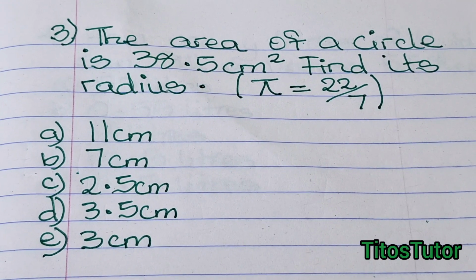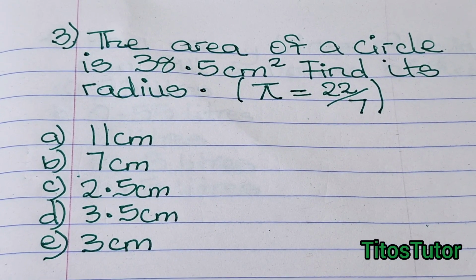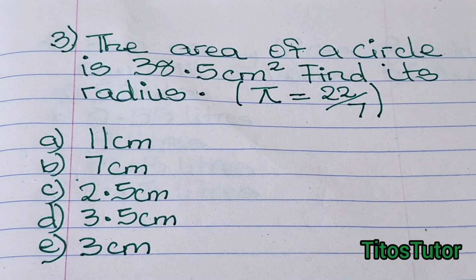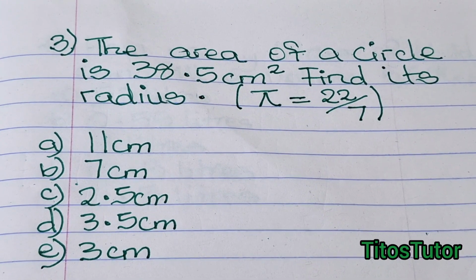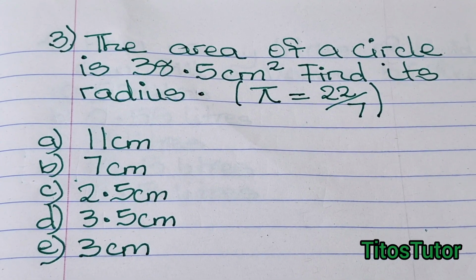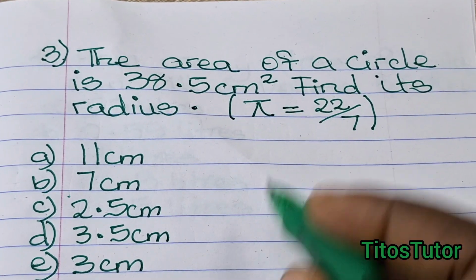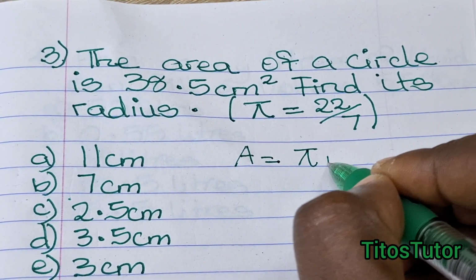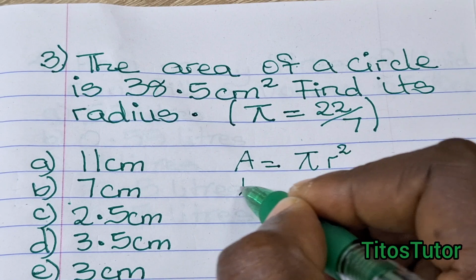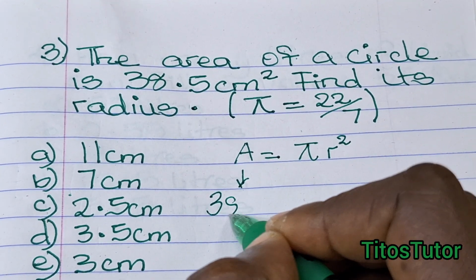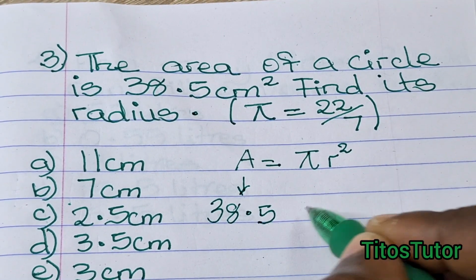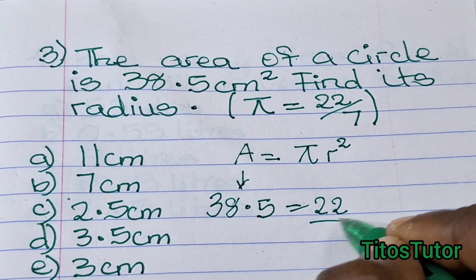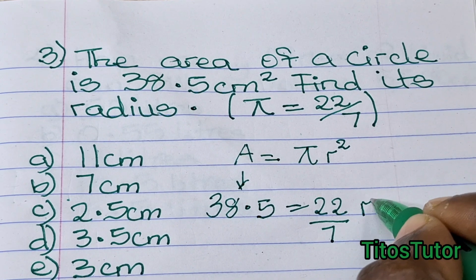Here's our question 3. It says, the area of a circle is 38.5 cm square. Find the radius. First thing, we have to remember the formula for calculating the area of a circle, which says A is equal to pi r square. A was given to us as 38.5, while pi, we should take pi to be 22/7 multiplied by r square.